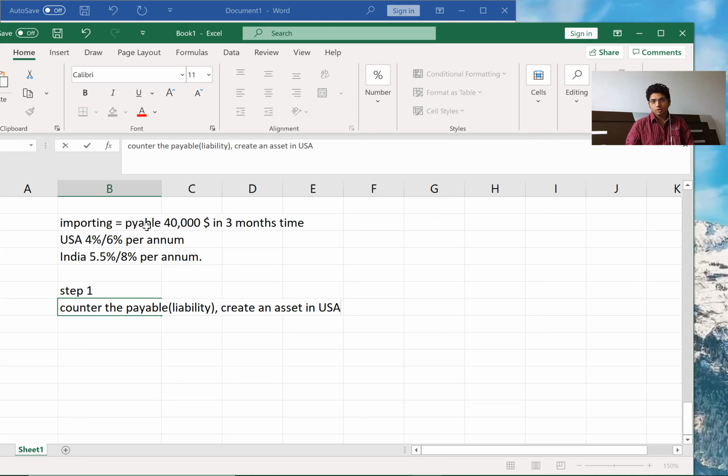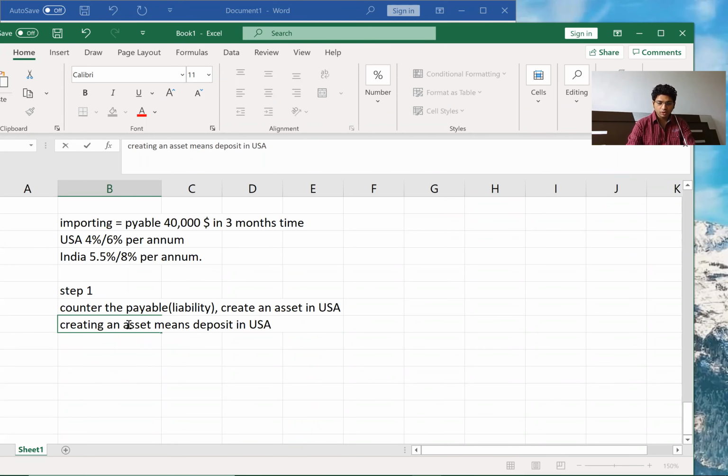Okay, so it was a payable sum. If it was a receivable sum, it would have been the other way around. If you have a receivable, that is, an asset, you will create a liability. So we are using this logic to do our hedging. I have a payable in USA, so to nullify that, I am going to create an asset in USA, which means I am going to deposit in USA.